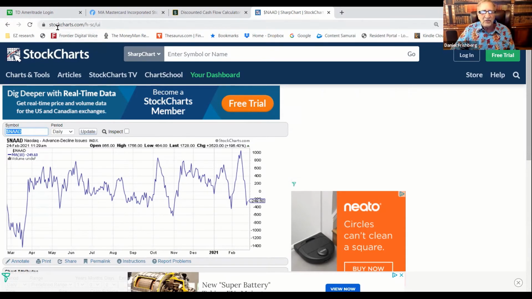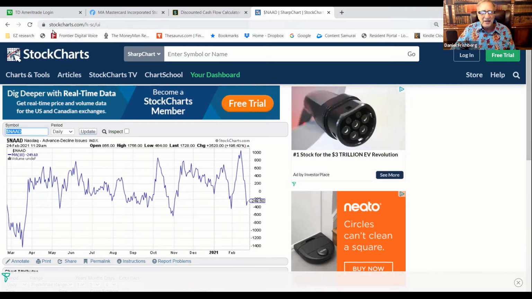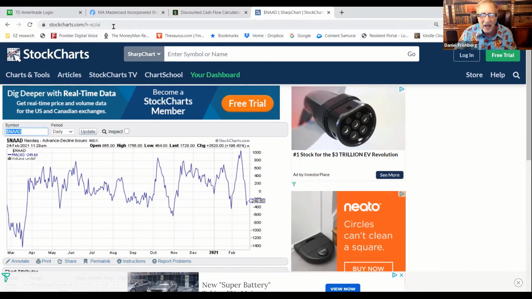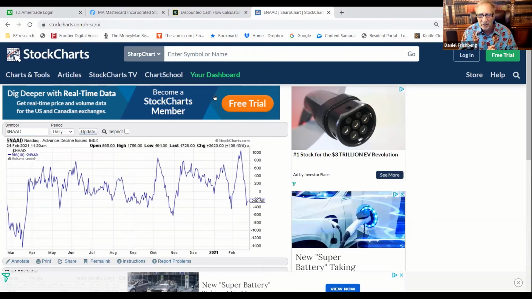This is called stockcharts.com. And you can see where we are right there. It's just called stockcharts.com. It doesn't need anything after the slash. It's just stockcharts.com. Now, what I'm wanting to see is the relationship between advancing issues and declining issues.